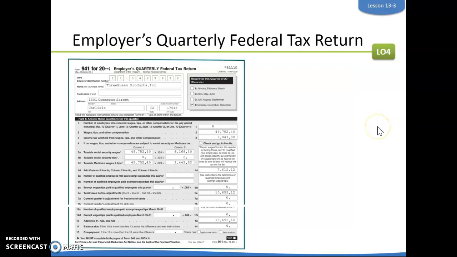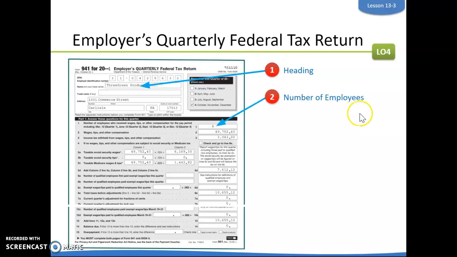The second one is the employer's quarterly federal tax return. Quarterly means it happens 4 times a year, in 3-month spans, and they have to report this by the end of that 3rd month. This is a report to the government on payroll taxes and employers' payroll taxes. So how this gets filled out is the heading. That's the name of our company.